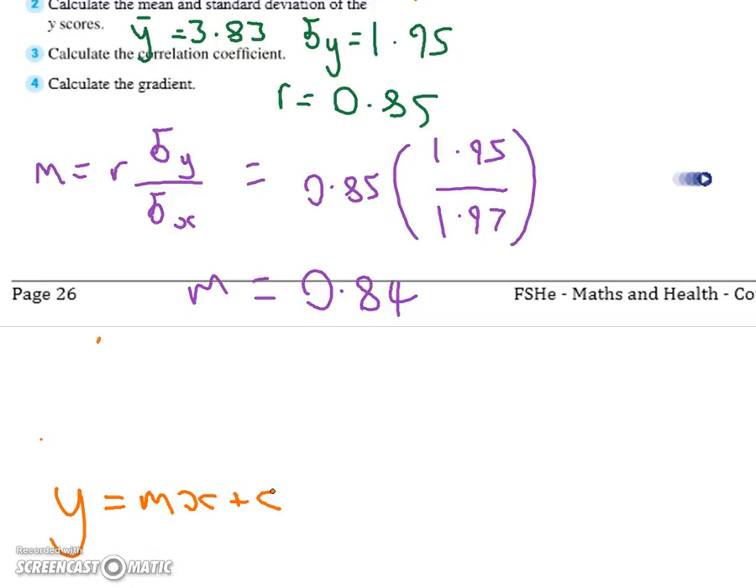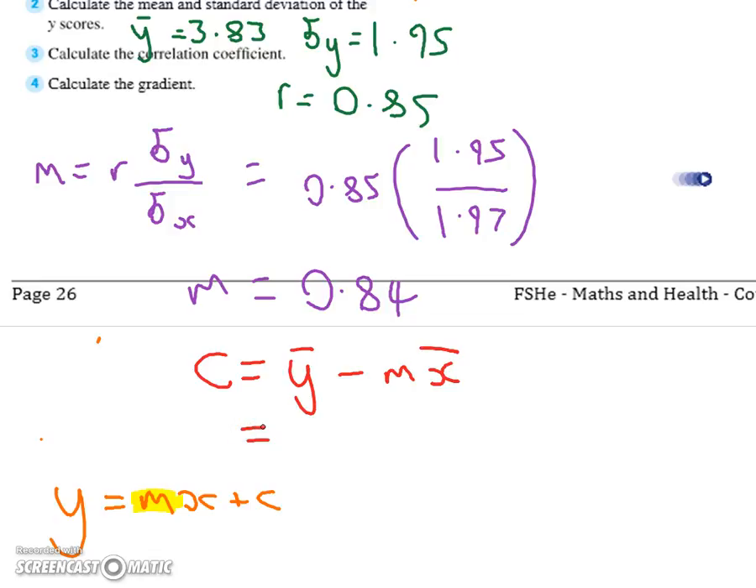We still have to find the y-intercept. What have we found so far? We've found that. Now what do we need to find? How do we find it? c equals the mean of y, or y bar. Do we know what y bar, or mean of y, is? Yes. Do we know what m is? Yes, we've just calculated it. Do we know what the mean of x is? Excellent. So we've got all of those bits of information.